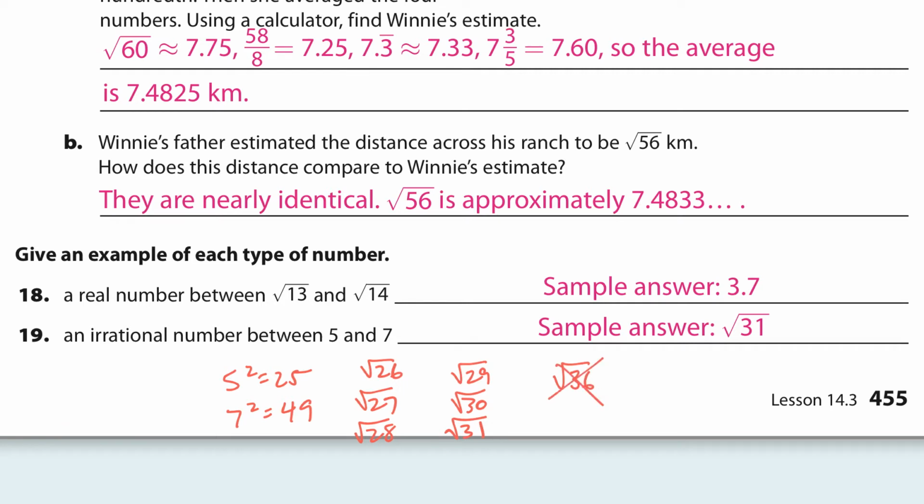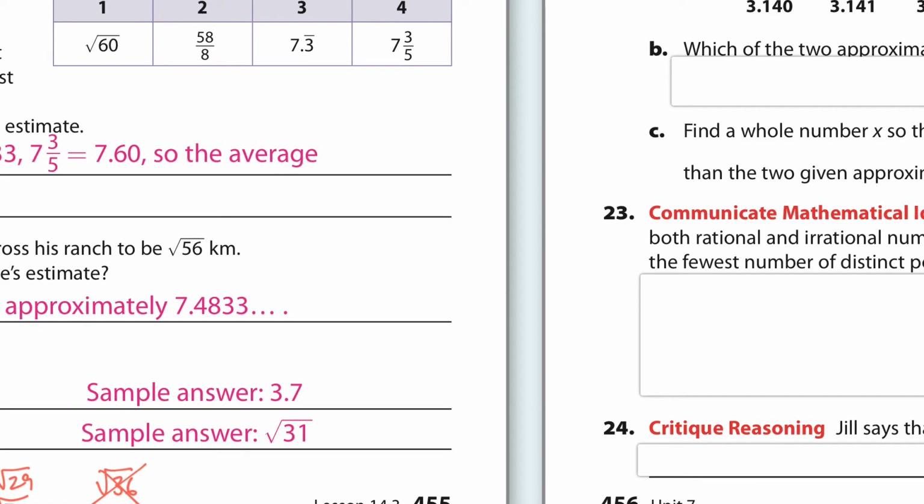36, right? Because that is rational. These are all irrational square roots. So there you go. And we'll switch to the other side.